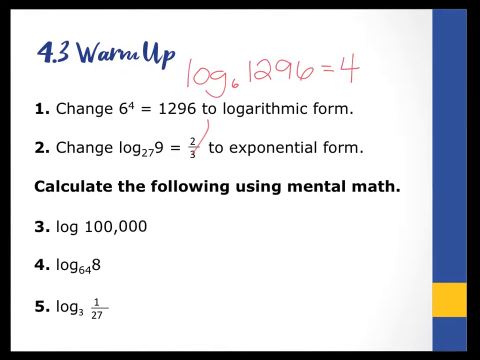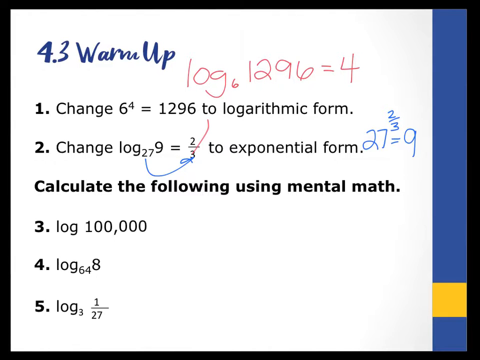Okay, good. All right, now change log base 27 of 9 equals 2/3 to exponential form. So now you're going in the other direction. So what's the large number? 27. What's the exponent on the 27? 2/3 equals 9. Good. Remember, the little guy comes over, picks up the one that's by itself, and then leaves the rest of the number by itself.